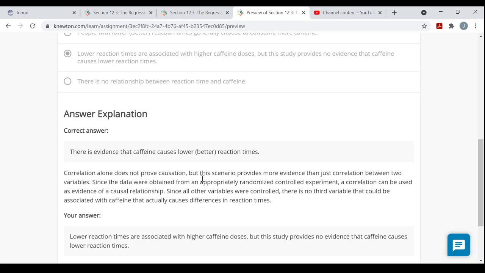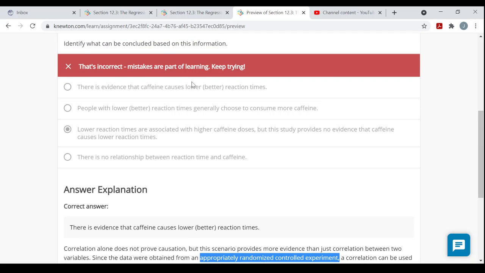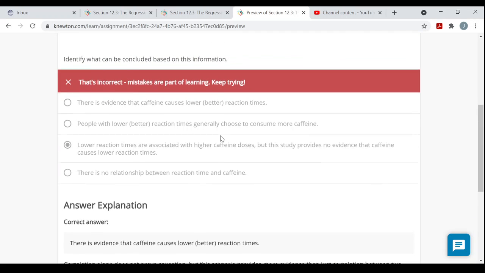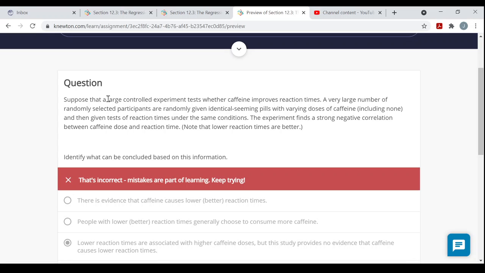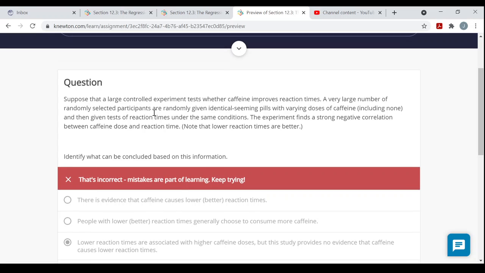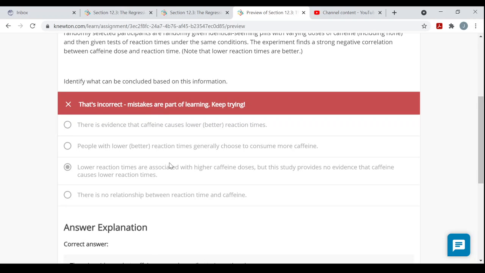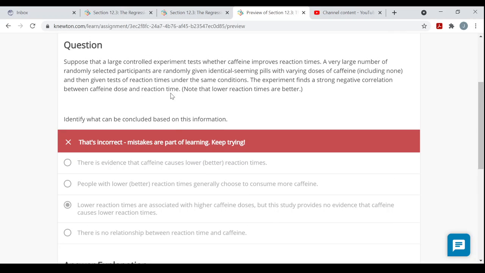Yes. All right, it is an appropriately randomized controlled experiment. Okay. So like I said, I was keeping that one on the back burner. I guess that was enough to say it was large and controlled. Yeah, because if you think about it, they did do a lot of the things that would prove it caused, you know, the high caffeine caused lower reaction times.